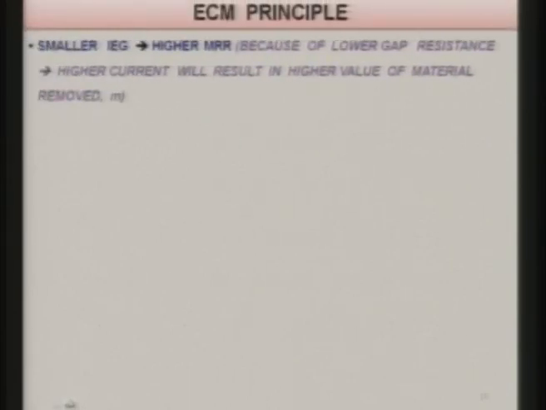So, we can conclude that smaller is the inter-electrode gap, higher is the material removal rate. Because of lower inter-electrode gap, resistance to the flow of the current will be less. So, higher current will result in a higher value of material removed, and material removed is normally indicated in this particular chapter by small letter m.